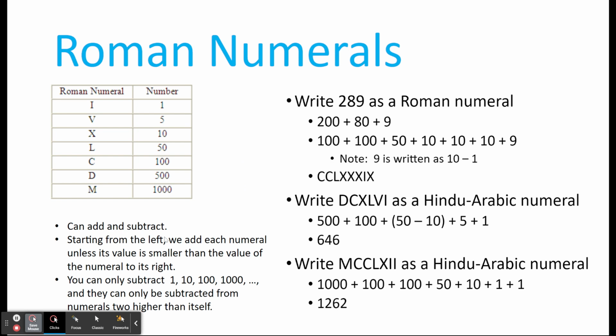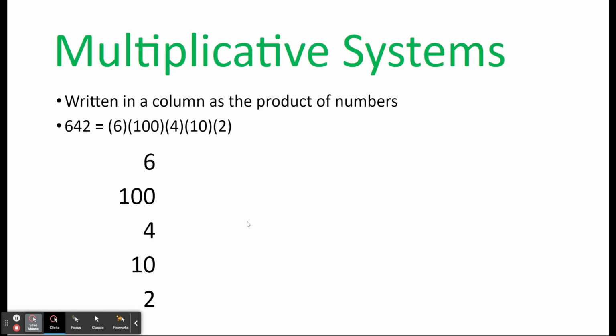And again, the only funky part is that we read from left to right, and we add the numeral values unless the one directly before a second one is smaller, then we subtract that amount. All right, next up, multiplicative systems. In multiplicative systems, this is more so for the Chinese system, we actually multiply the product. So, for example, 642 is going to be 6 times 100, and then 4 times 10, plus 2.